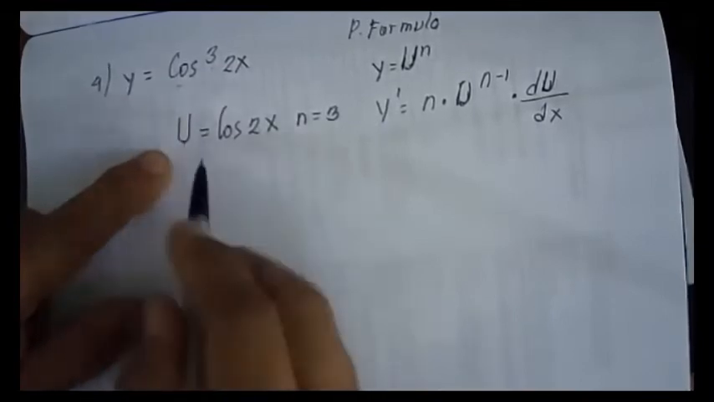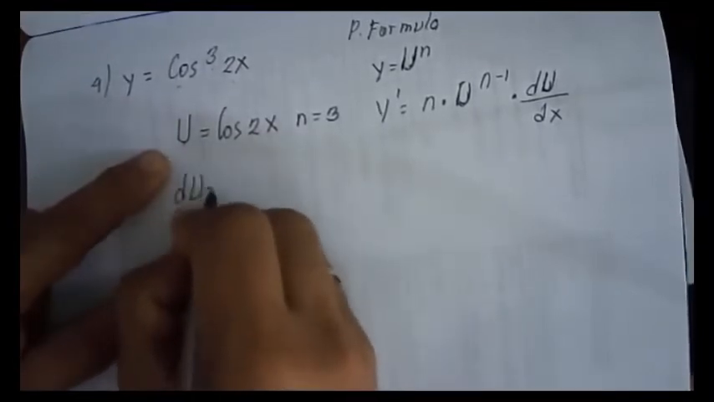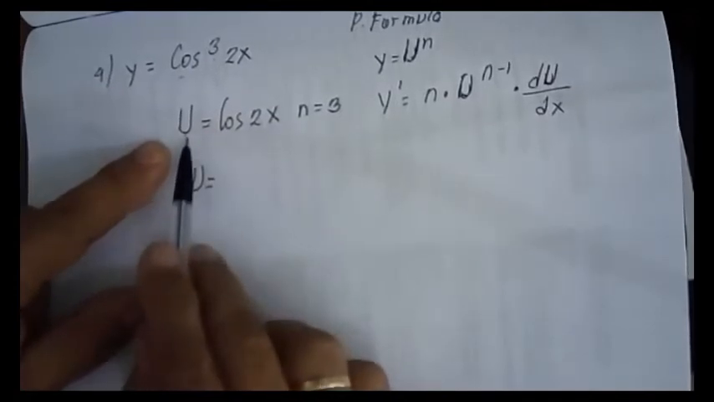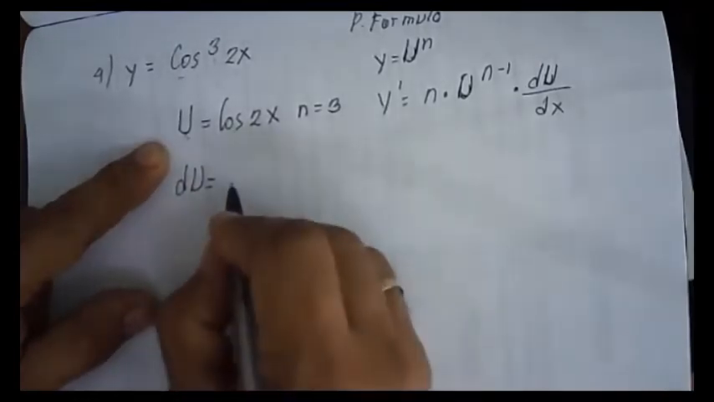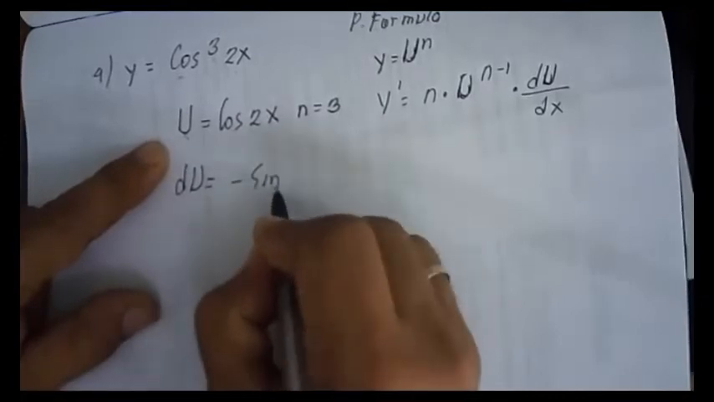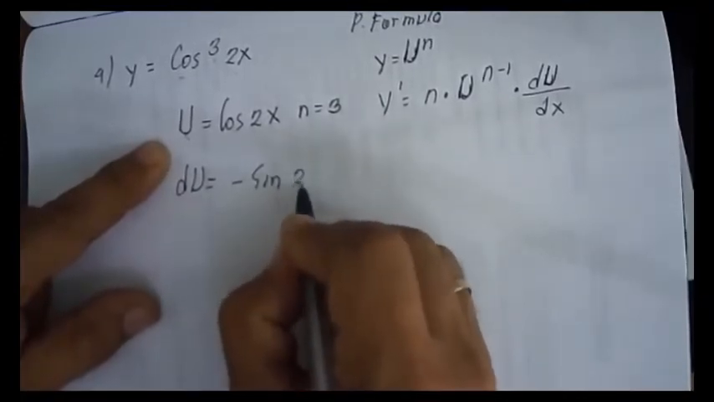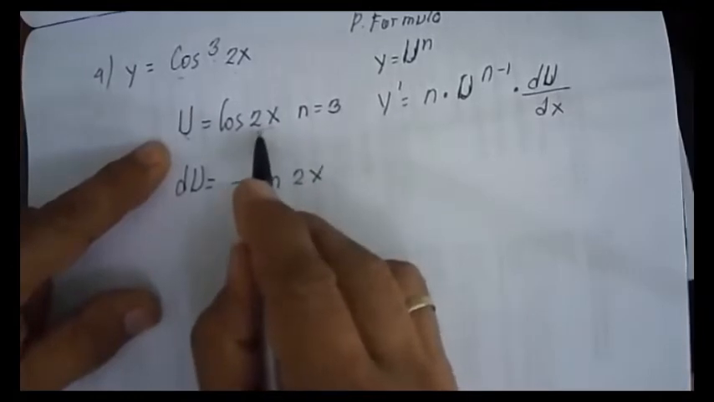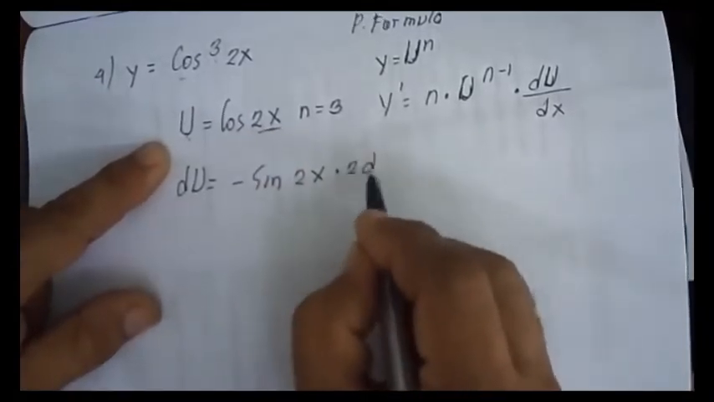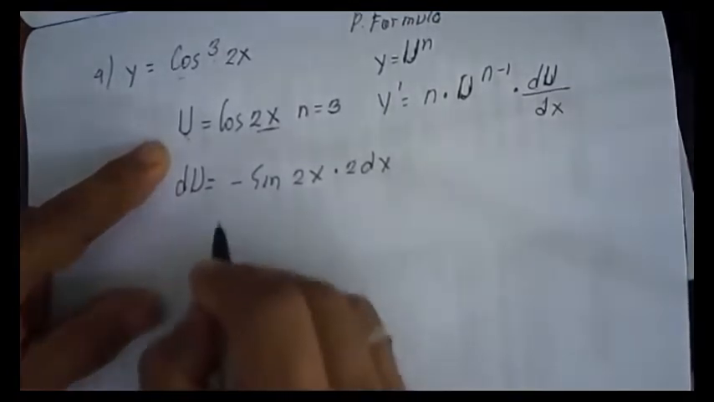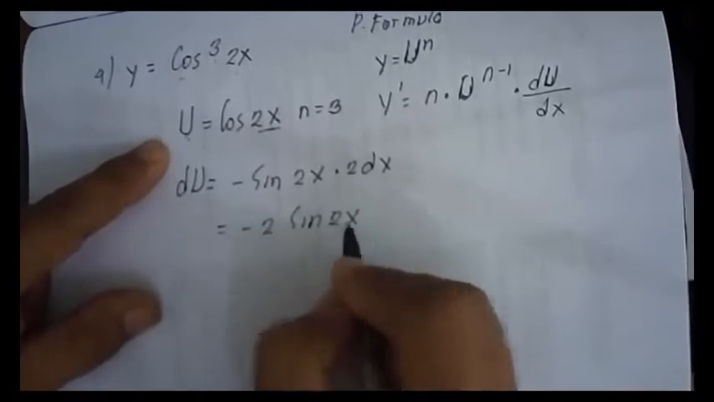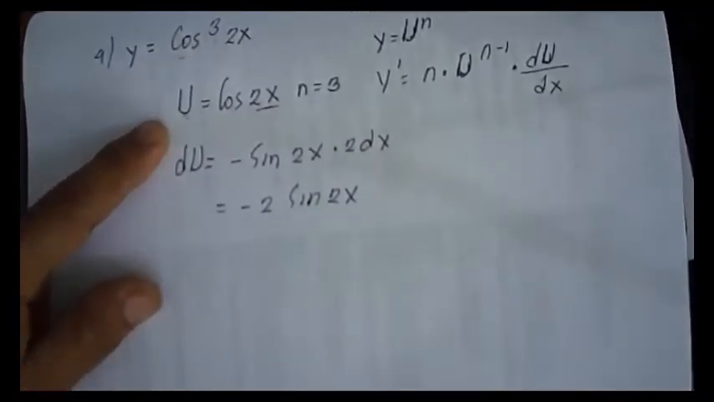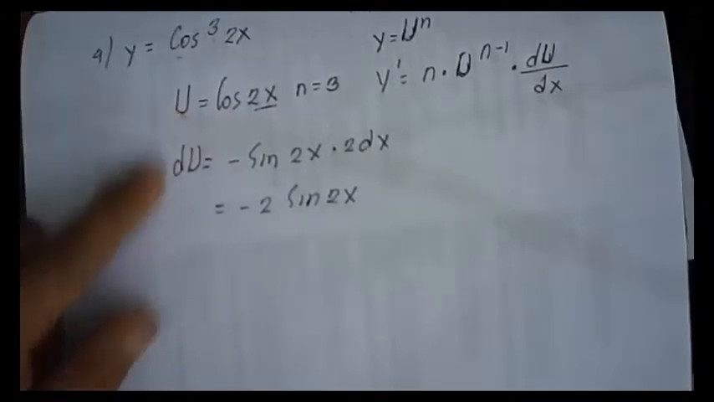Next, kukunin natin yung derivative ng u natin. Yung u na malaki. So, kukunin natin yung derivative dito, or u prime. So, anong derivative ng cosine? Doon sa formula is negative sine, no? Negative sine 2x, derivative ng 2x is 2 dx. Ay, mali. Okay? Derivative ng 2x is 2. So, magiging negative 2 sine 2x. Okay? So, yan yung derivative ng u natin na malaki.